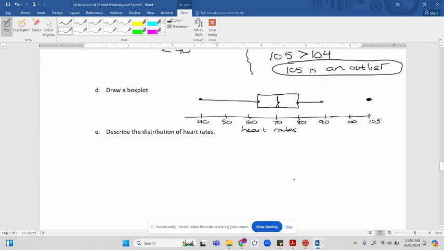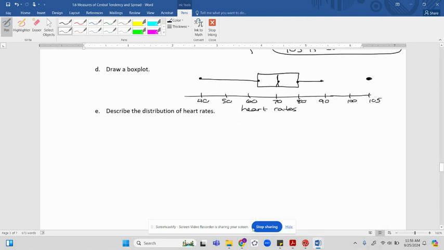Describe the distribution of heart rates. We will do this part in class, but for now, we'll stop right here.